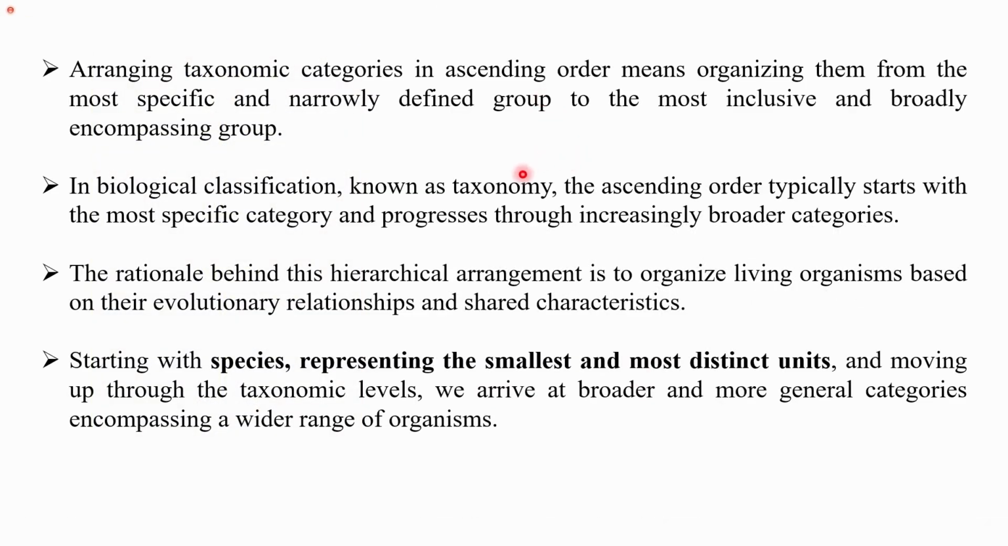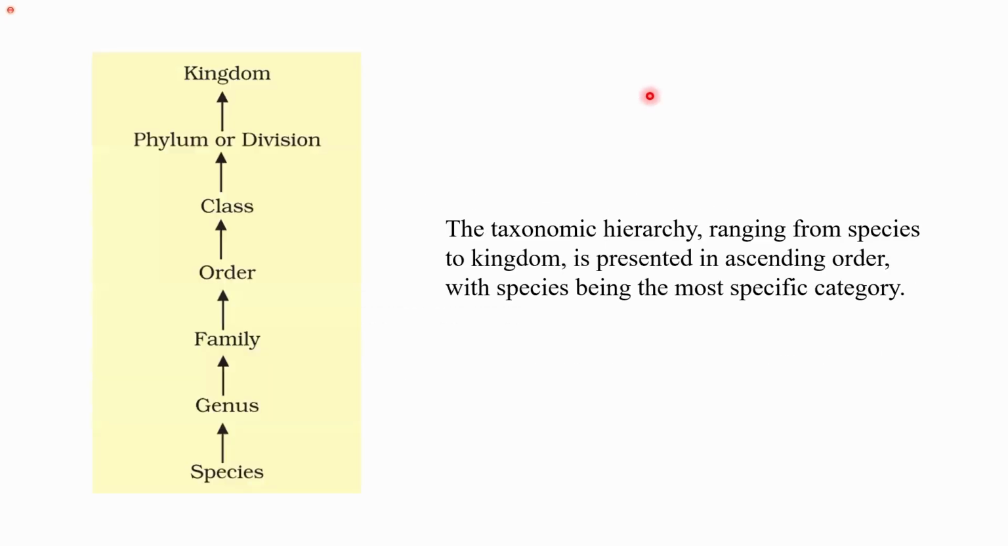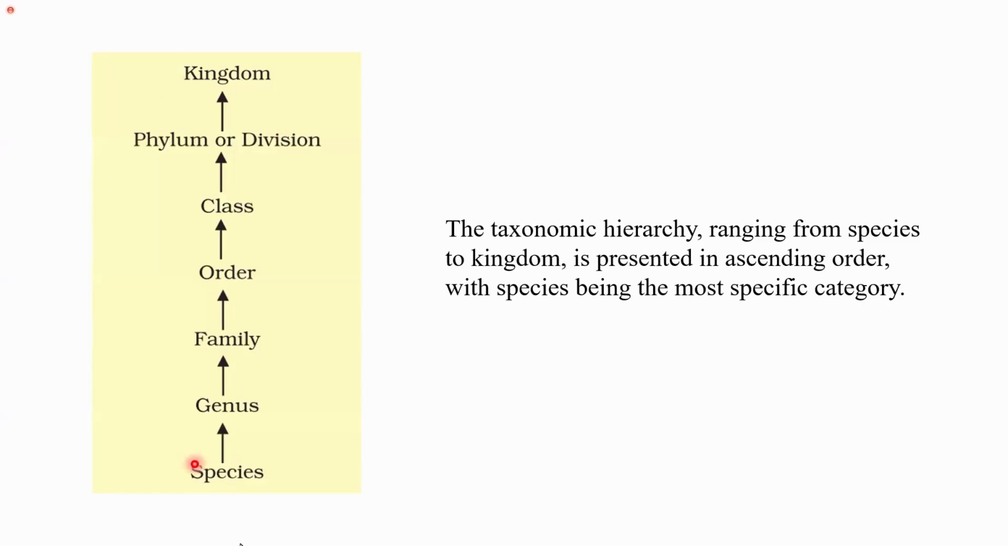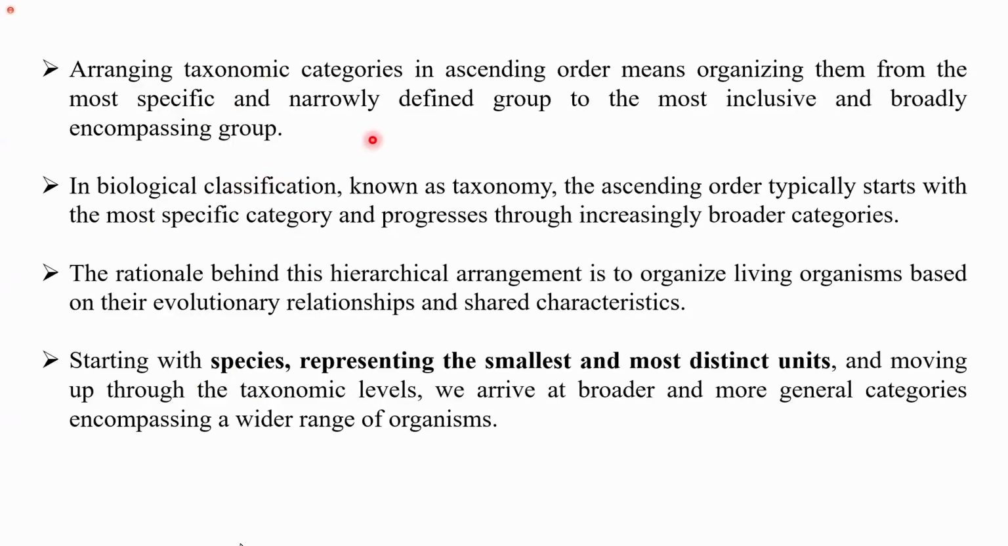So basically, I was telling you about the species being the most specific category, and we will learn about this in detail. We will be able to better understand this using the example of Homo sapiens, that is humans. So, arranging taxonomic categories in ascending order. What do I mean when I say that I arrange the taxonomic categories in ascending order? Arranging the taxonomic categories in ascending order means organizing them from the most specific, that is the species, and narrowly defined groups, to the most inclusive and broadly encompassing group.